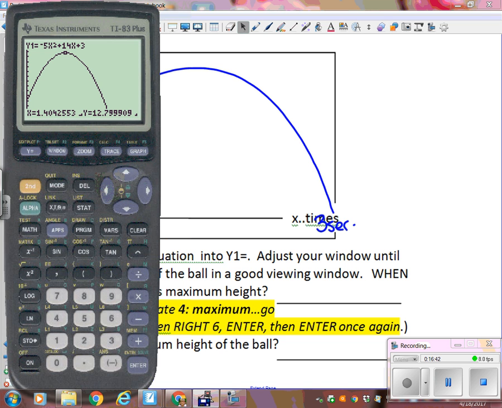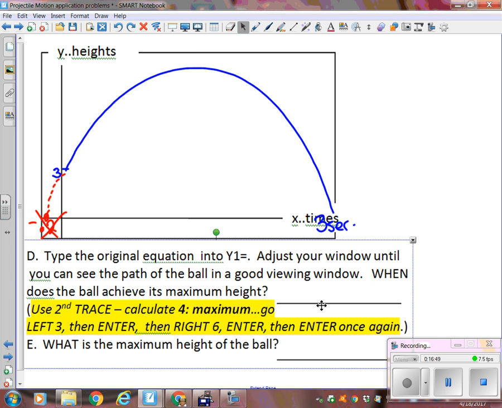12.71767879. Okay. Now this is going to be a process very similar to 0. I tried to put your steps down here. We're going to use second trace. We're going to use number 4 maximum. Okay. We're going to go left 3 enter, right 6 enter, and enter once more.